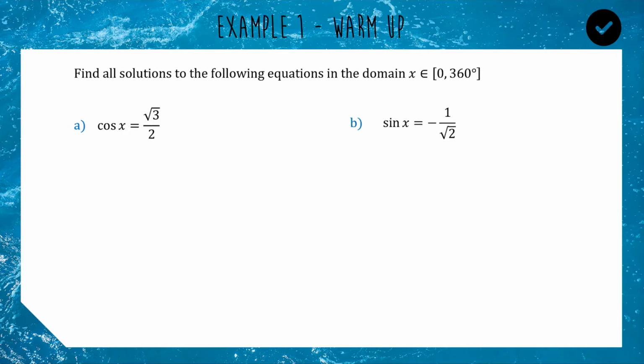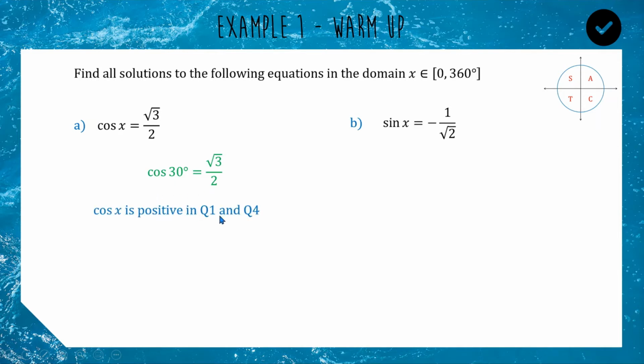So if you have them memorized, you know that cos of 30 degrees is equal to root 3 on 2. What this tells us is that our solution is going to be 30 degrees, and it's going to be 30 degrees in all the quadrants where cosine is giving us a positive answer. So cosine is positive in the first quadrant and the fourth quadrant. So our solutions to this equation are going to be 30 degrees in quadrant 1 and 30 degrees in quadrant 4.